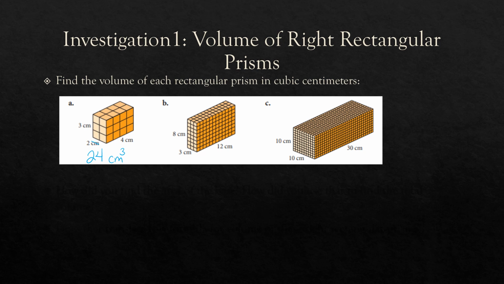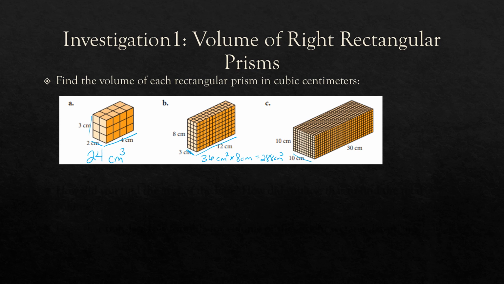We could also say that it's 2 by 4 on the bottom, or 8, and it's 3 high. 8 times 3 is 24. Let's look at the second one. It's 3 by 12 on the bottom. That's 36 for the area of the base times 8 blocks high. 36 times 8, 288 cubic centimeters.